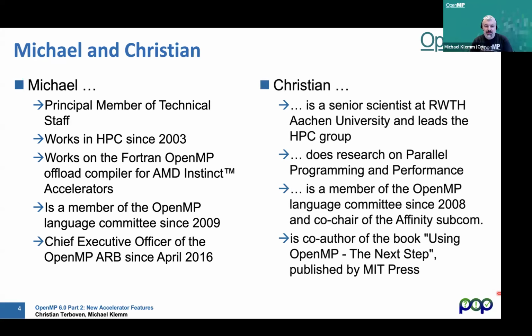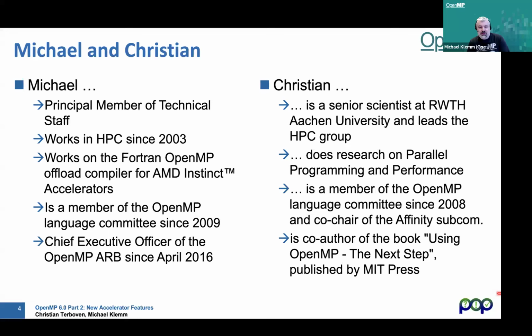So, let me introduce Christian. He's working as a senior scientist at Aachen University, and he's actually leading the HPC group there. So he's managing the whole HPC team that does user engagement as well as research. And one of the big topics that his group is working on is parallel programming and performance. And this is where his contributions come in to the OpenMP ARB, because since I know Christian, and if we slightly deviate between this introduction and the last one, let's just call it a senior moment.